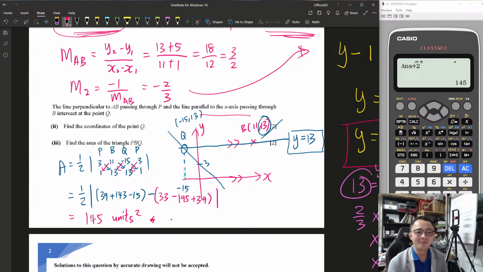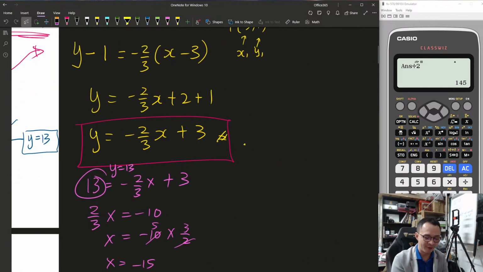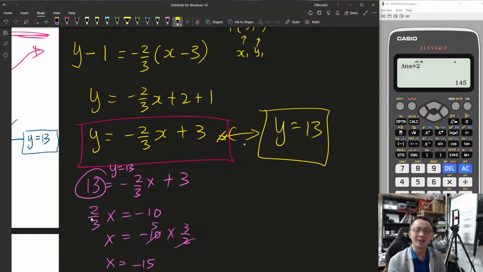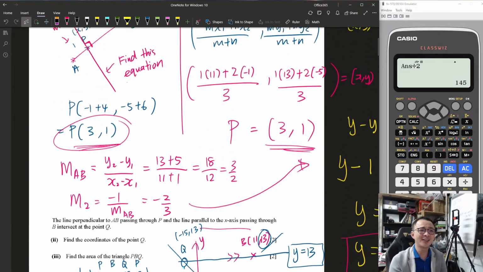Yep. Can use Cramer's method also. Just solve the simultaneous equations: y equals 13, and the other is y equals negative 2 over 3x plus 3. Because the solution of two linear equations is the intersection point, isn't it? So we have two equations. One is this equation, another one is y equals 13. And then we just sub into each other. Then we can find the coordinate Q. Okay, so total is about 9 marks.